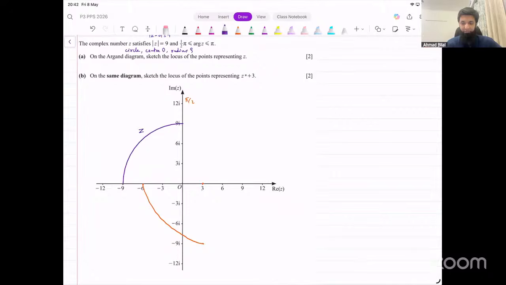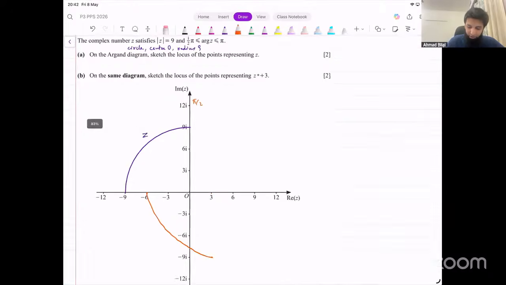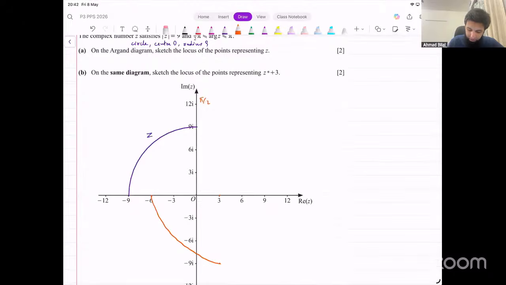Let's move on now. So plus 3, that's the real part. We are going to add 3 to the real part, right? So that means it moves to the right. And yes, you should be making this arc using a compass. Put your compass needle at 3 here, open it 9 units, and make an arc like this.